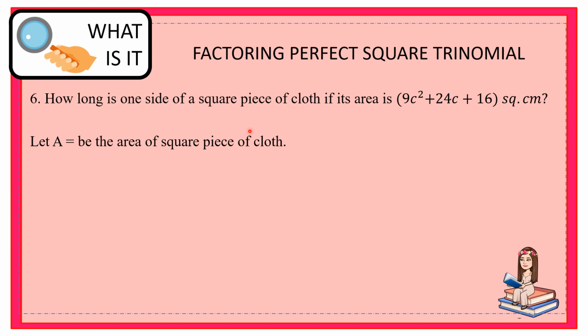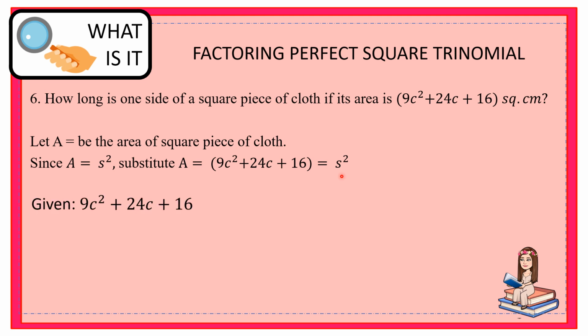Let us try this out. Let A be the area of a square piece of cloth. We know that the area of a square is S squared, side squared. Sana naaalala yung formula ng area ng square. That area is equal to S squared. Okay, let us substitute. So, ang area is 9c squared plus 24c plus 16, which is equal daw to S squared.